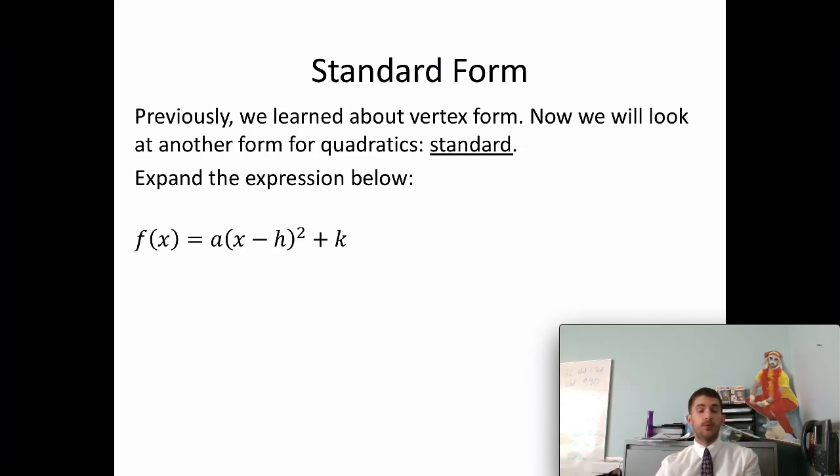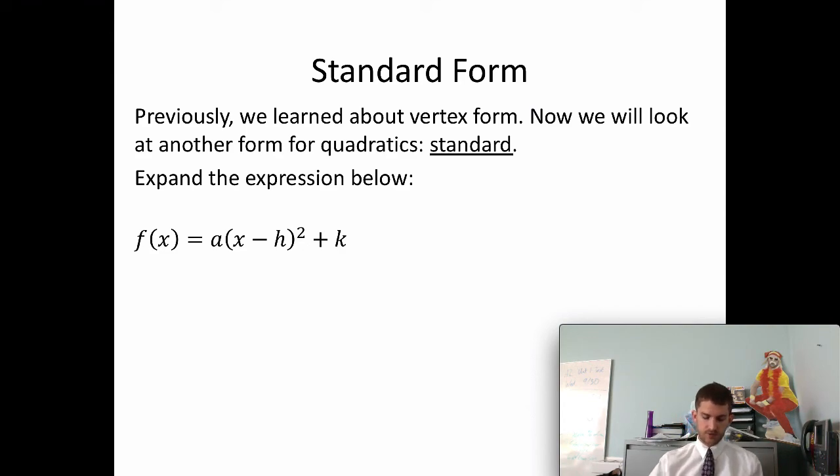Okay, so on the previous couple of problems, we looked at the vertex form, where we could find out the x and y coordinates of the vertex and the axis of symmetry just by looking at it. But now we're going to look at something that's a little more common. We're going to call it the standard form. Now, I'm going to have us do this process one time and then probably never again.